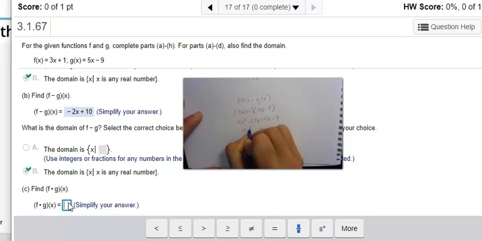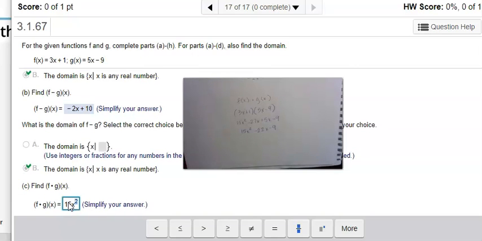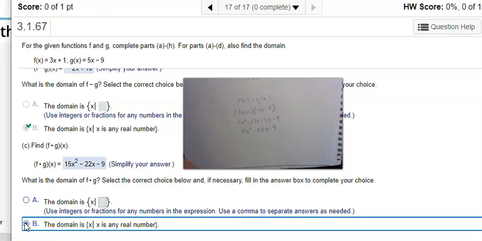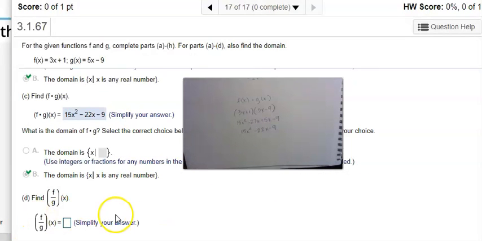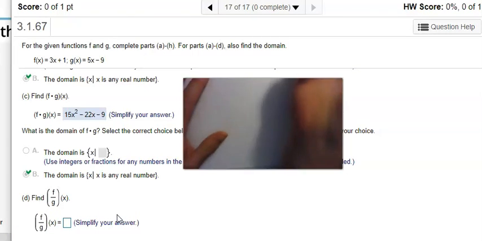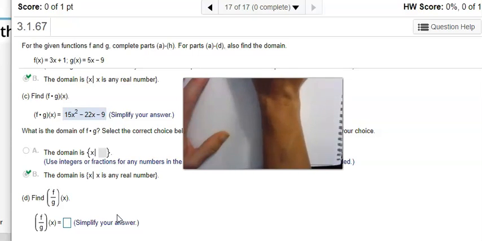Once we combine like terms, we get 15x squared minus 22x minus 9. Again, that's a polynomial, no fractions, no radicals. So we're just going to enter that in, and of course again the domain is all real numbers. Alright, last but not least, we now want to divide the two functions. So we're going to take f of x divided by g of x.